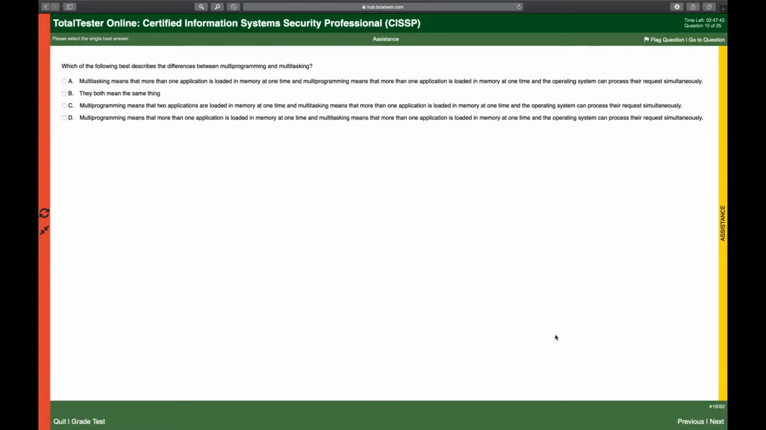All right, number 10, which of the following best describes the differences between multi-programming and multitasking?